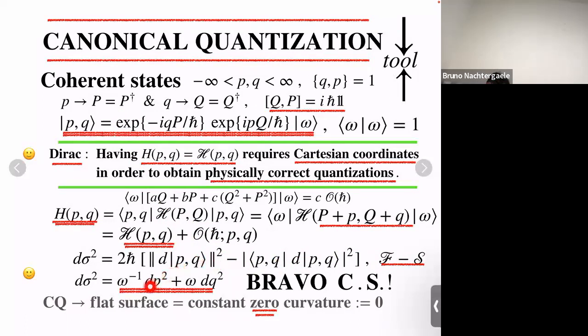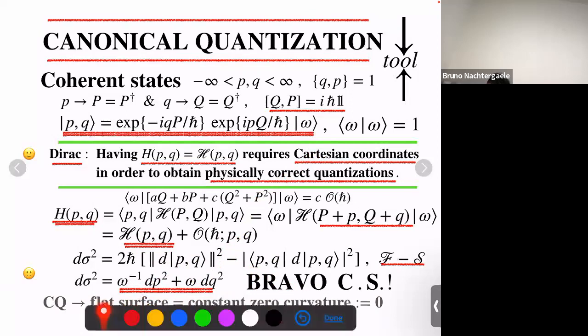And what's left over is omega to the minus 1 dp squared plus omega times dq squared, which is indeed Cartesian, exactly what we wanted. And I want to give a bravo to the coherent states here, which have been heavily used in this way. We're going to call that flat surface now something else, a constant 0 curvature.